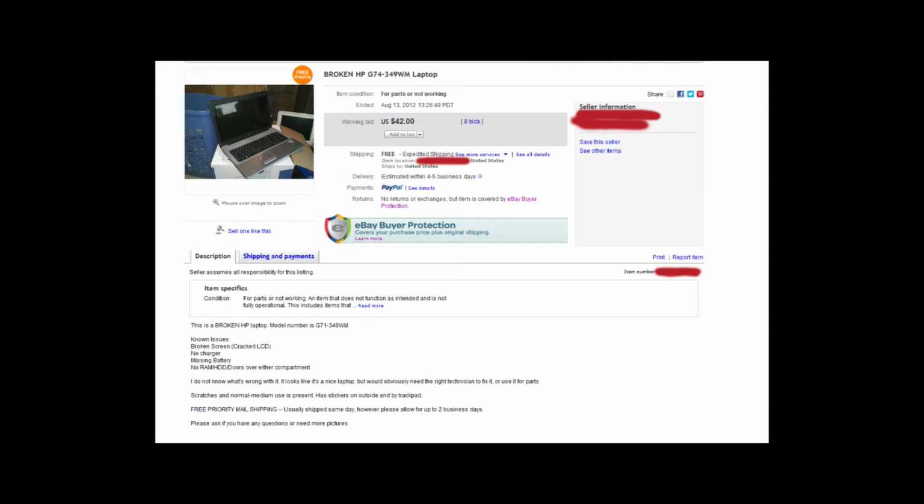Now, okay, down in the first line of the listing, I see that he says it is a broken HP laptop. The model number is G71-349WM. So it appears that in the title, when the title was typed, there was a typo. I'll come back to it afterwards, but that may give the seller a lot of credibility and back his case. And then the listing goes on to say issues about the laptop. He doesn't know what's wrong with it. There's scratches, free priority shipping. And he says, if you have any questions, ask, or if you need more pictures.